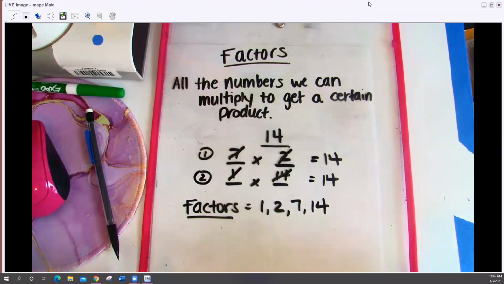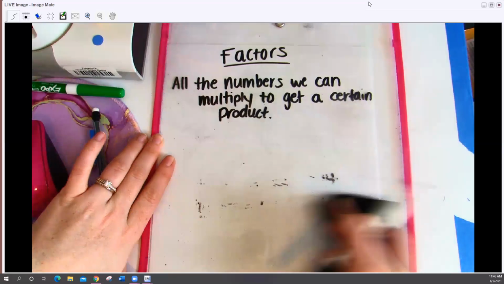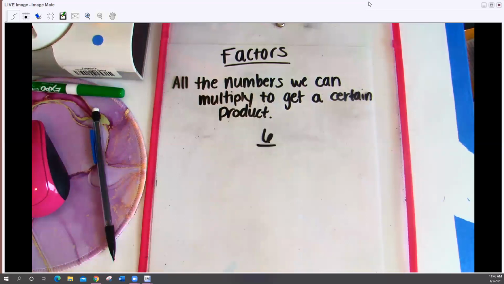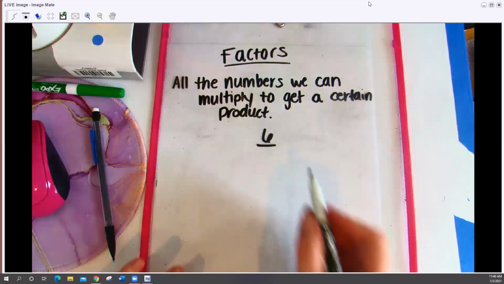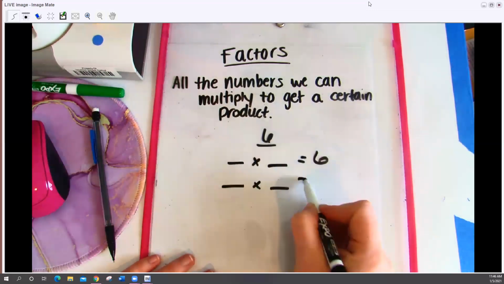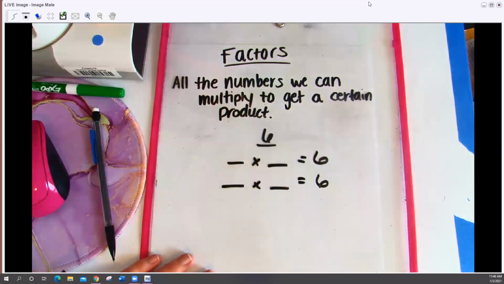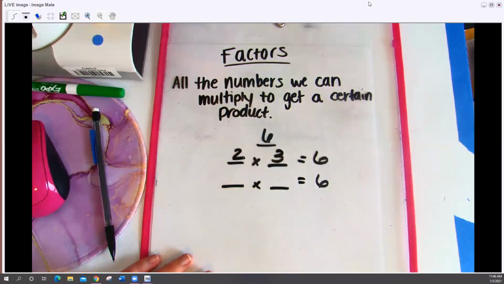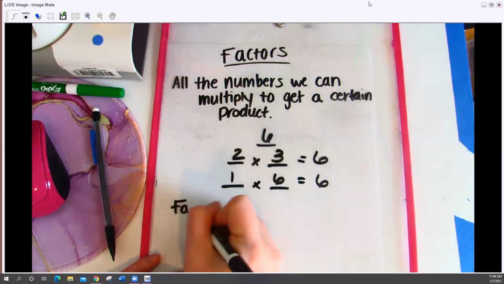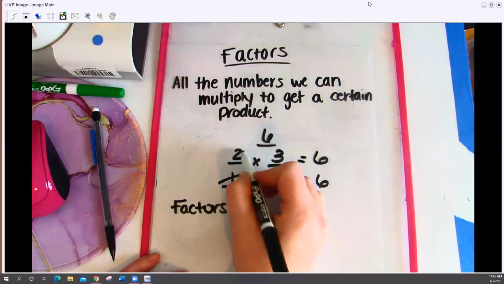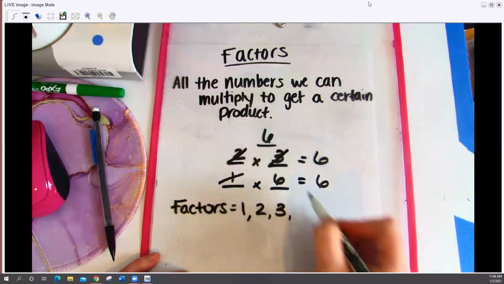Okay, so let's take a look at a different number. I'm going to take a look at the number 6. And I want to figure out what numbers I can multiply together to get an answer of 6, or a product of 6. I know I can multiply 2 times 3. 2 times 3 is 6. And I can do 1 times 6. So my factors are going to be 1, 2, 3, and 6.